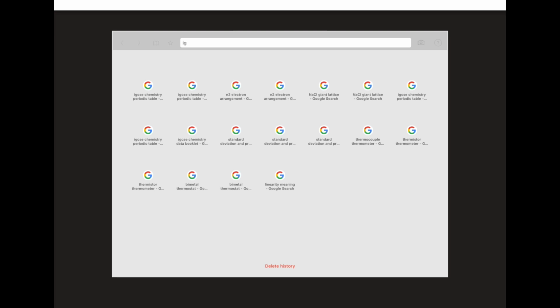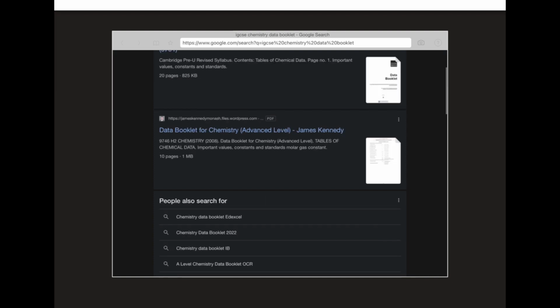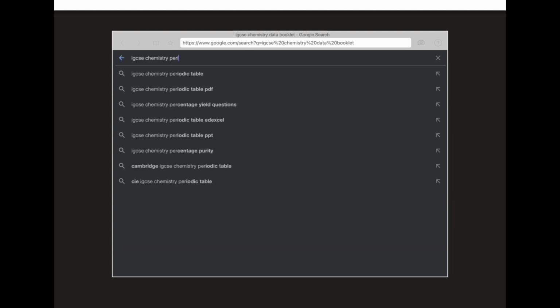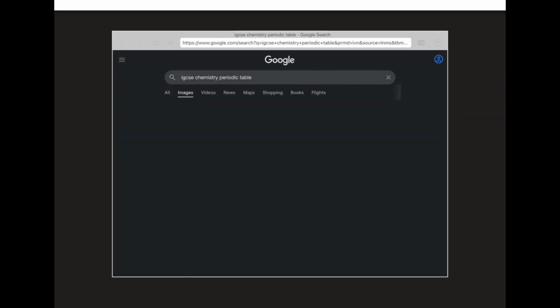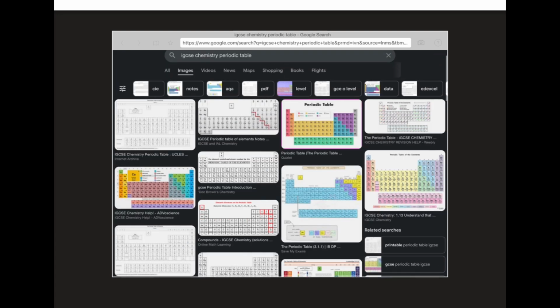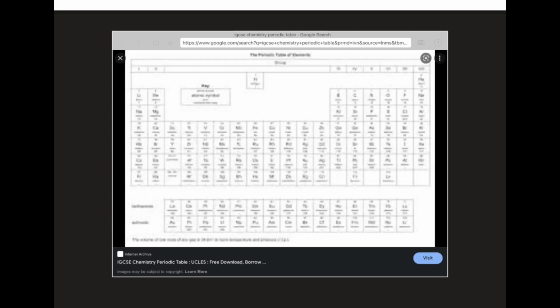Okay, we search for IGCSE chemistry data booklet. Okay, so this is A level. Okay, so I change to IGCSE Chemistry periodic table. Okay, so this one.